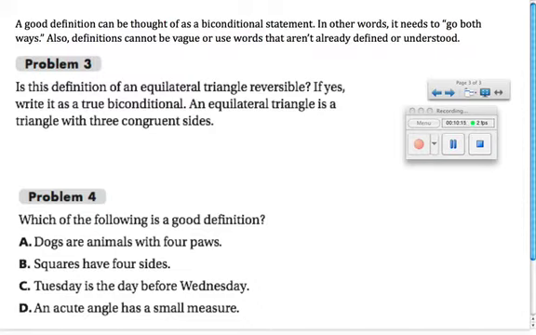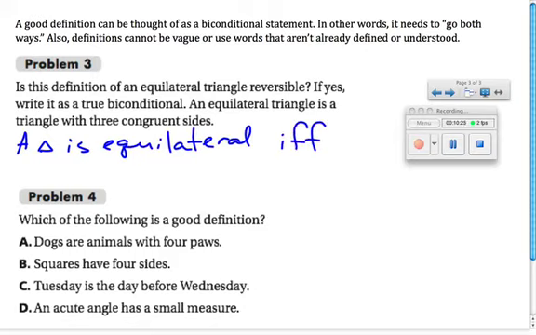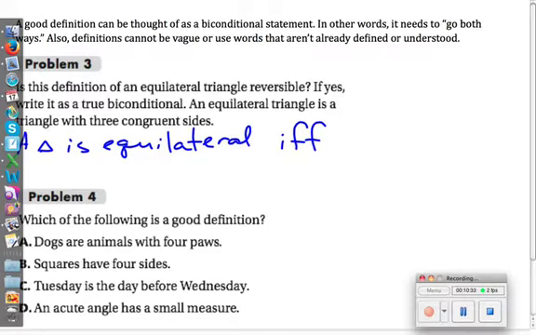Beautifully put, yes. A triangle is equilateral if and only if. The IFF, ladies and gentlemen, is an abbreviation for if and only if. Feel free to use it. I do. So a triangle is equilateral if and only if it has 3 congruent sides.